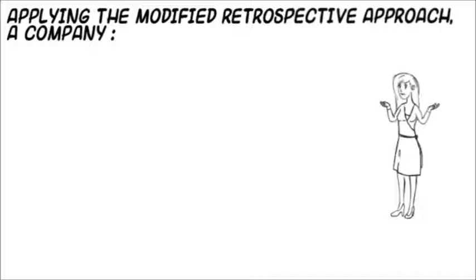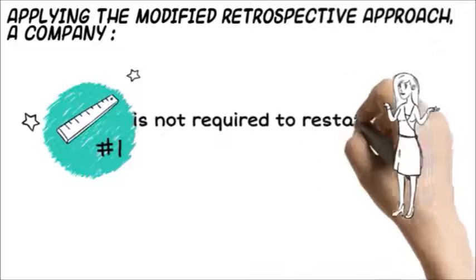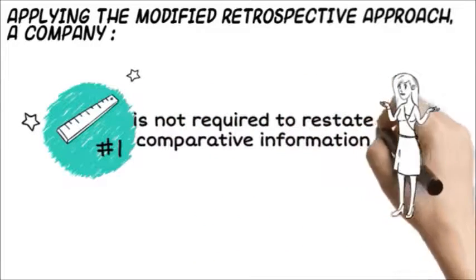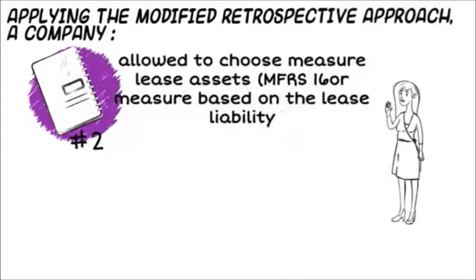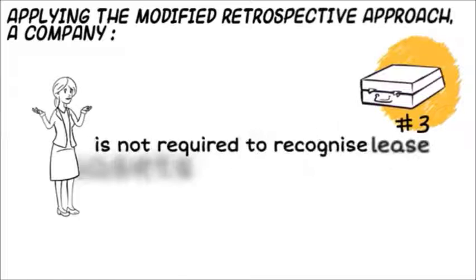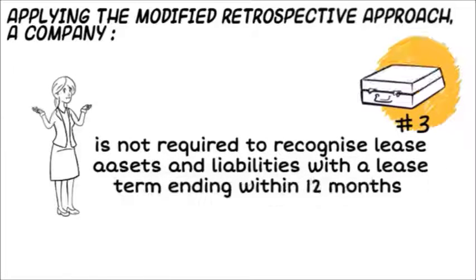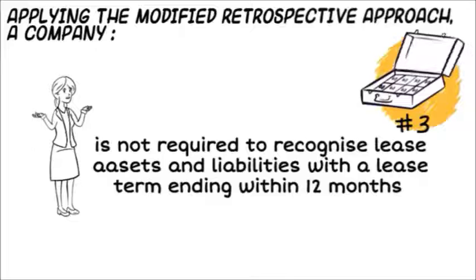With applying the modified retrospective approach, a company is not required to restate comparative information. Opening equity is adjusted. Second, a company is allowed to choose, on a lease-by-lease basis, between two alternative methods of measuring lease assets. A company can either measure lease assets as if MFRS 16 had always been applied or at an amount based on the lease liability. Third, a company is not required to recognize lease assets and lease liabilities for leases with a lease term ending within 12 months of the date of initial application.